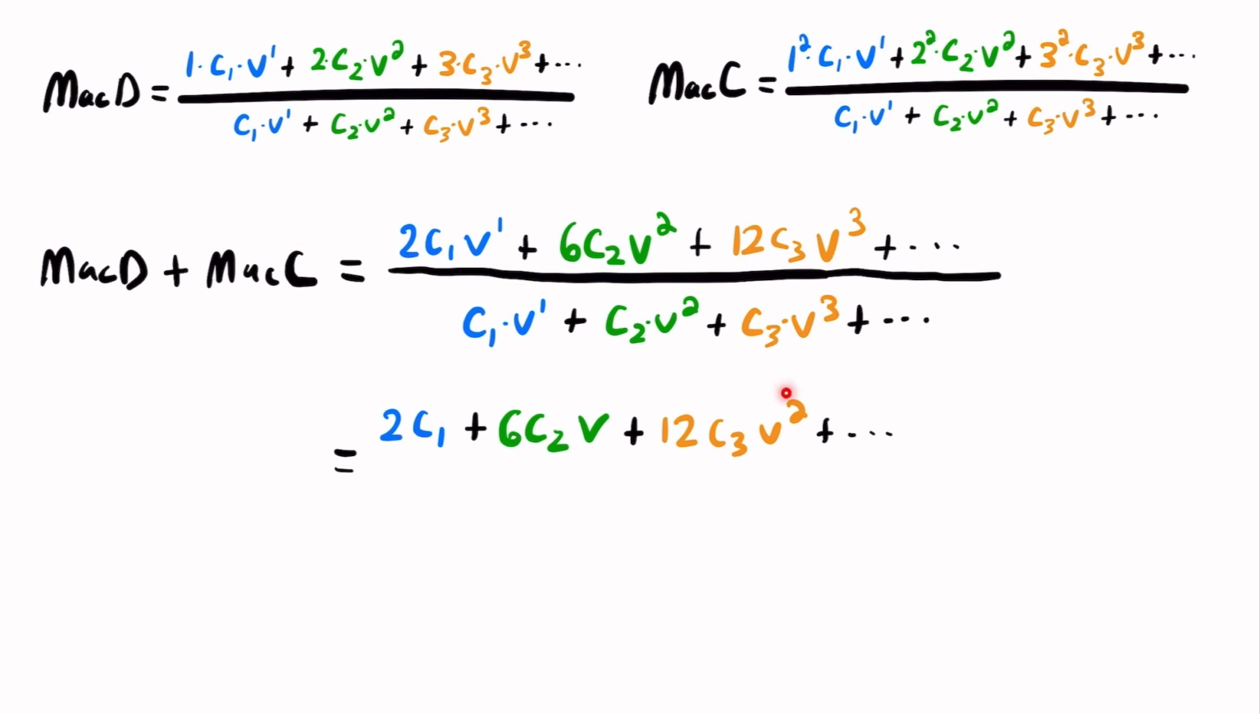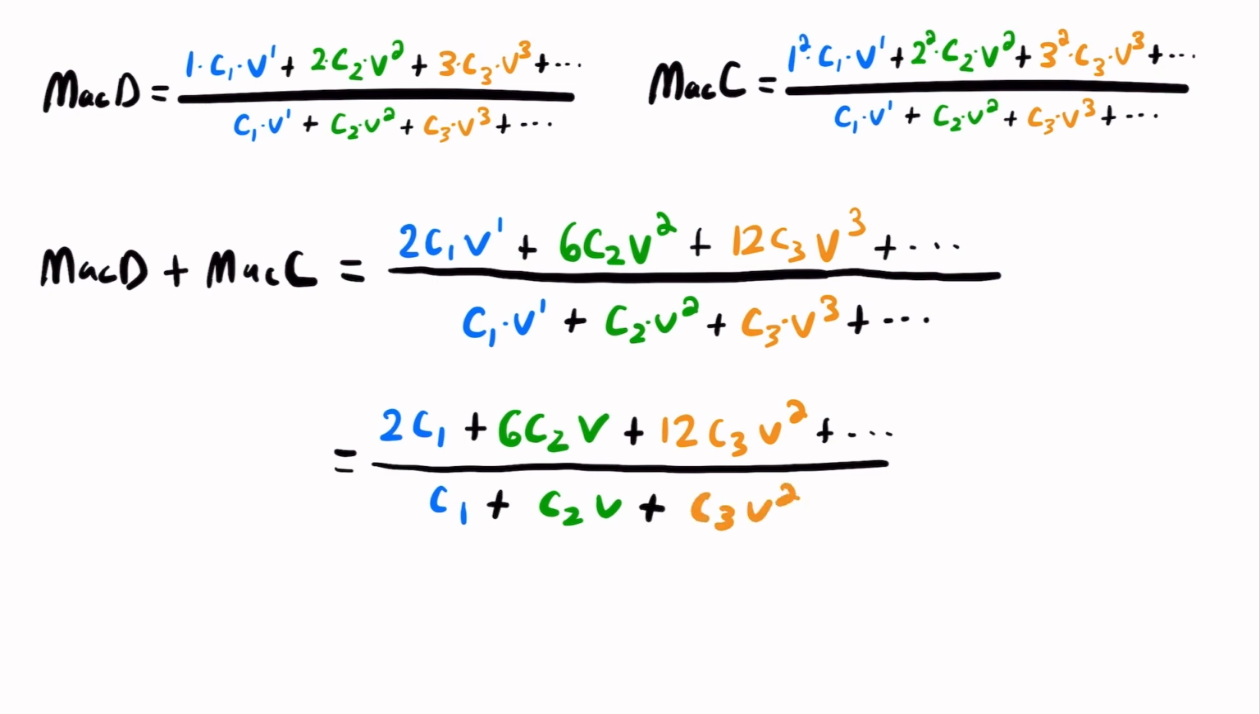All right, we just reduced each of those terms by a factor of v, so there's no v here. This v squared becomes v to the first power, and this v cubed becomes v squared. And then we'll do the same thing in the denominator. We'll have c sub 1 plus c sub 2 times v plus c sub 3 times v squared. And then we can continue on from there. All right, so this expression represents the value of the Macaulay duration plus the Macaulay convexity.